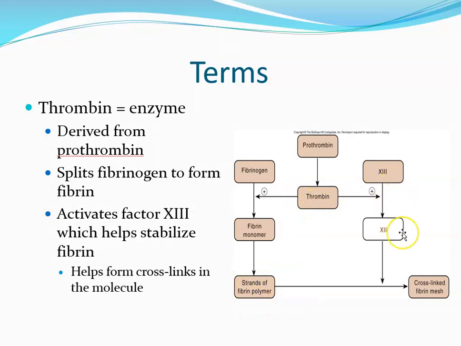Thrombin also activates clotting factor number 13, takes it from an inactive form to an active form. Clotting factor 13 also helps to stabilize a clot by stabilizing fibrin. It will form crosslinks in the fibrin molecule, which helps to stabilize the clot.